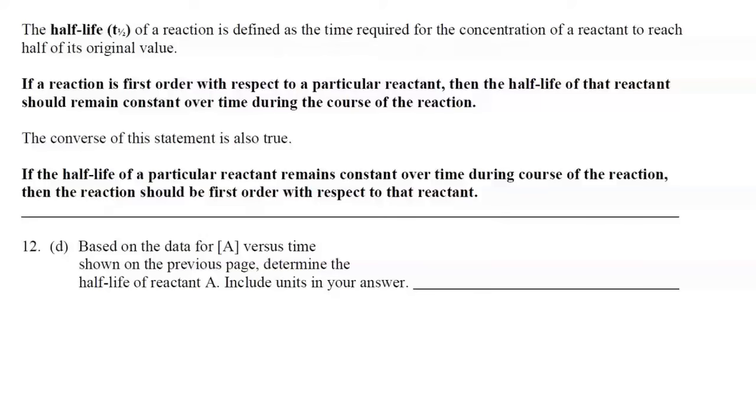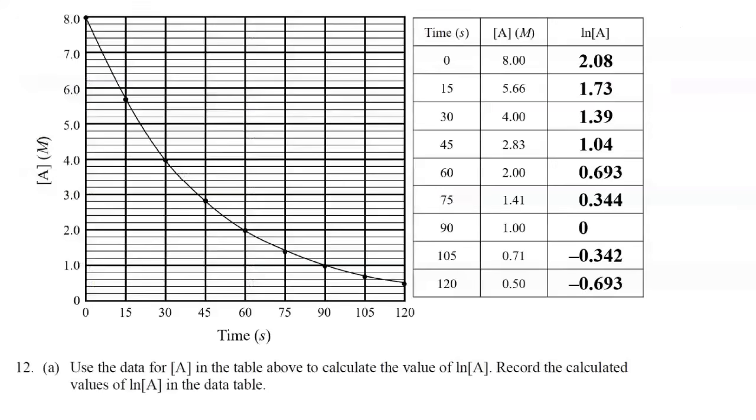In part D, it says, based on the data for concentration of A versus time shown on the previous page in your packet, determine the half-life of reactant A. Include units in your answer. So here is our graph of concentration of A versus time. Let's start with the first point at time 0. That's 8 moles per liter.